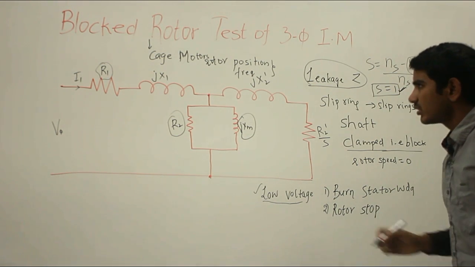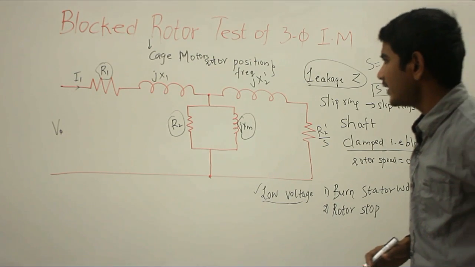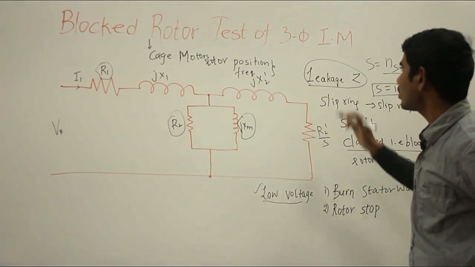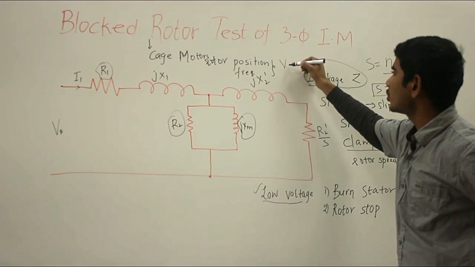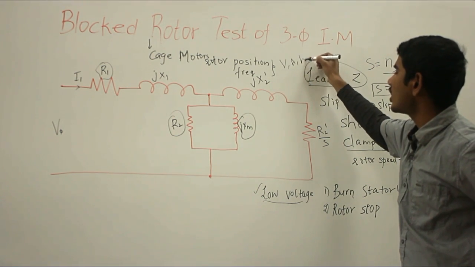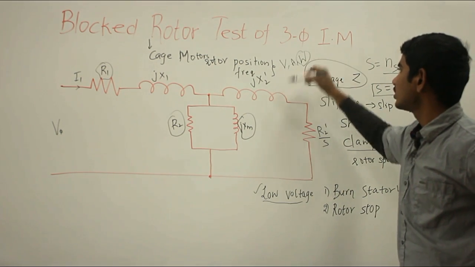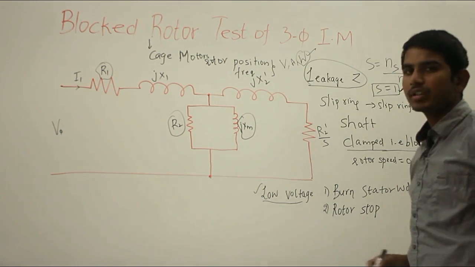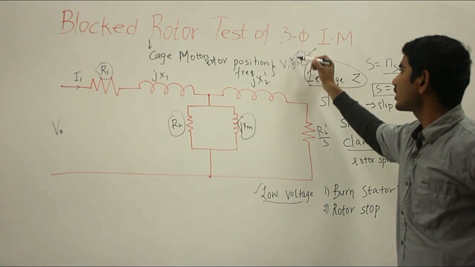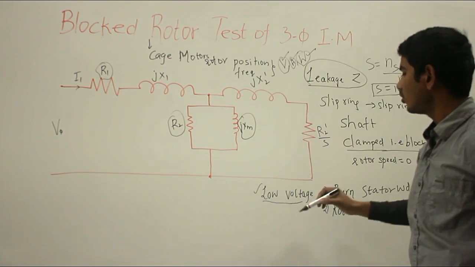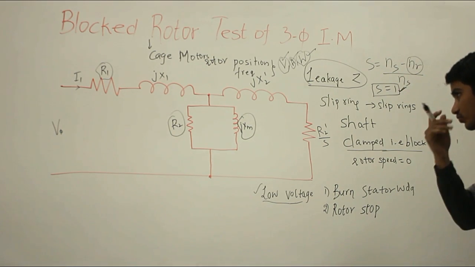Now we have to calculate the parameters, thereby we have to record the readings of voltmeter, ammeter and wattmeter. So we are going to have a wattmeter to record the power, an ammeter to record the current, that is the short circuit current, and a voltmeter to record the low voltage.